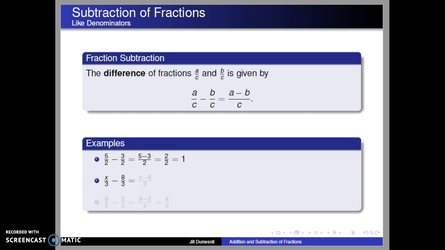X over 3 minus 8 over 3 is x minus 8 over the common denominator of 3. This is simplified as much as possible with unlike terms in the numerator. Finally, 9 over x minus 5 over x is 9 minus 5 over x, which simplifies to 4 over x.